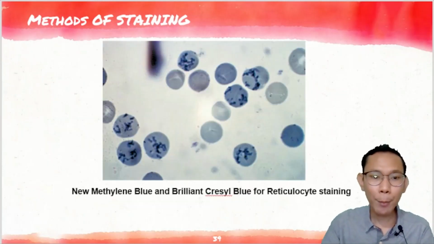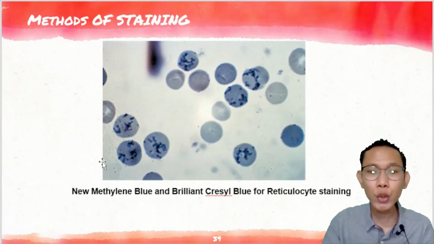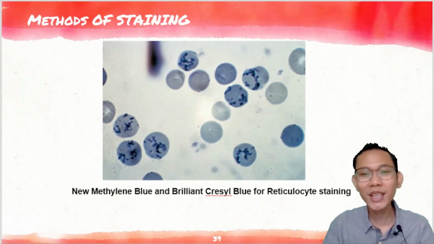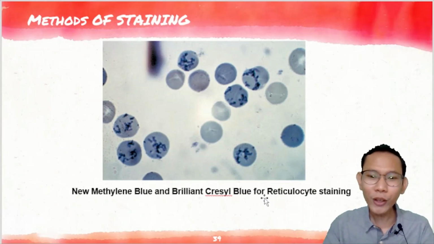So, check natin ang example ng supravital stain. So, this is an example of your supravital stain for your reticulocyte staining. So, you will also learn this in your hematology. So, for reticulocyte staining, ang ginagamit natin is your new methylene blue or your brilliant cresyl blue.